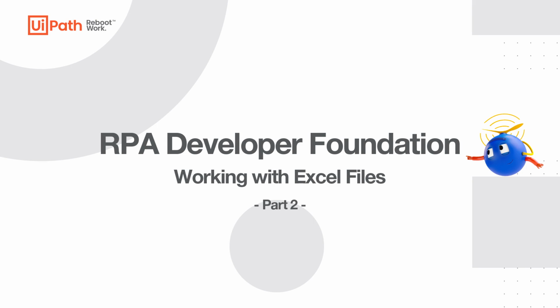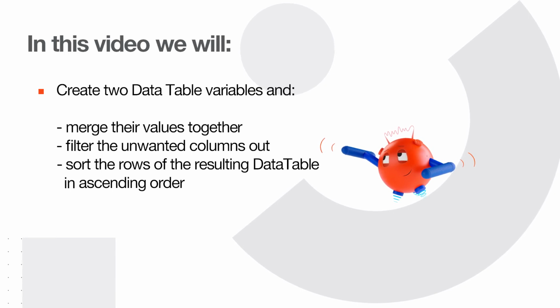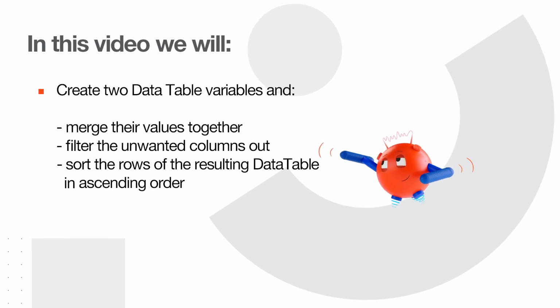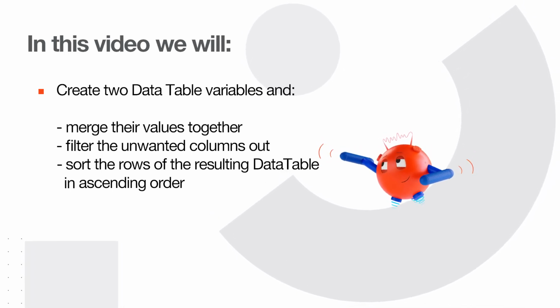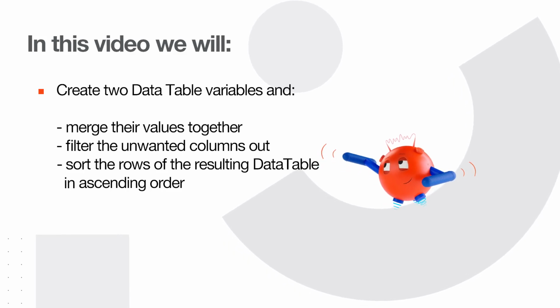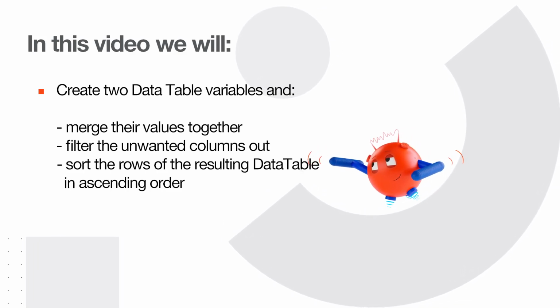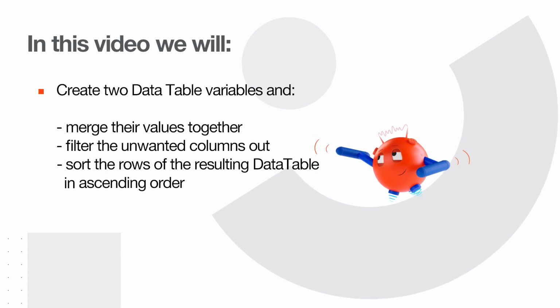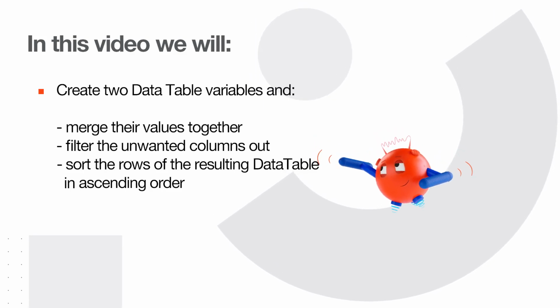In this video, we'll use data table activities to filter data based on specific criteria and output the results to a new file. Let's imagine the following business scenario. We have a database with employees and we need to extract the name of those that meet certain criteria. This kind of process is very common in every HR department today.